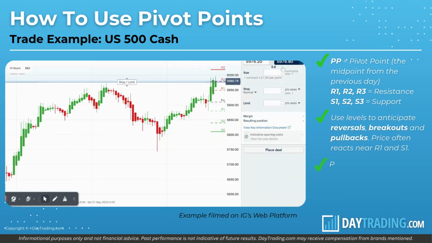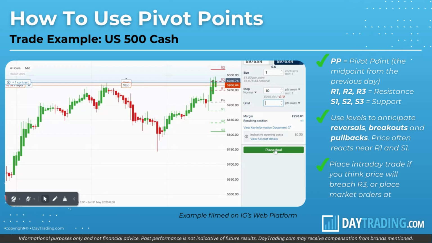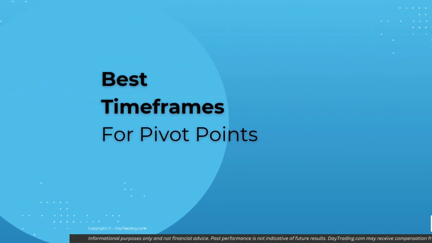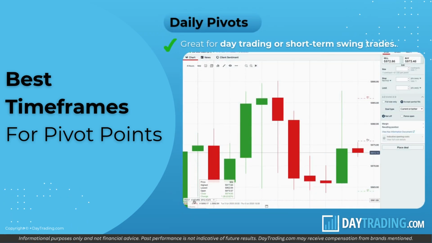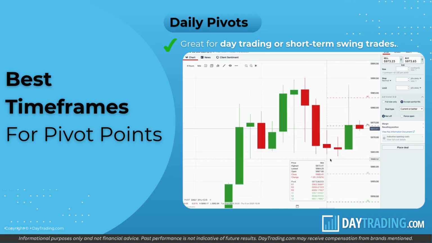From here, you could take an intraday trade on the firm belief that price might breach the third resistance level, as we've done here with our trade on the US 500 cash. Alternatively, you could place market orders at the resistance and support levels and use them as pivot points to enter and exit the market. As for time frames, pivot points work particularly well in daily time frames and are great for day trading or short-term swing trades.